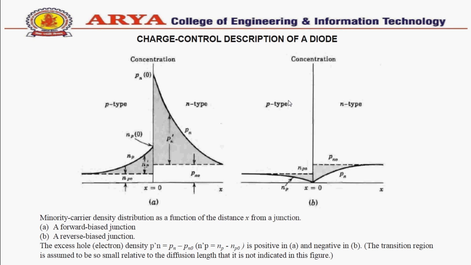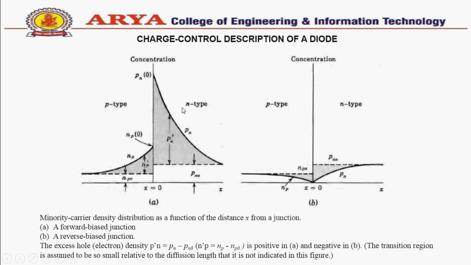If the bias is in the forward direction, the potential barrier at the junction is lowered and the holes from the P side enter the N side. Similarly, electrons from the N side move into the P side. In this process of minority carrier injection, the excess hole density falls off exponentially with distance. This is indicated in figure A. The shaded region under this curve is proportional to the injected charge.